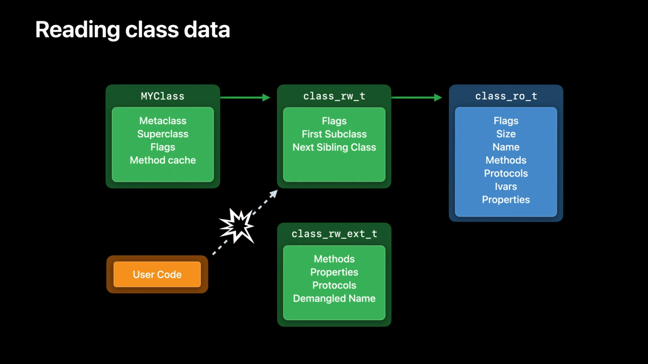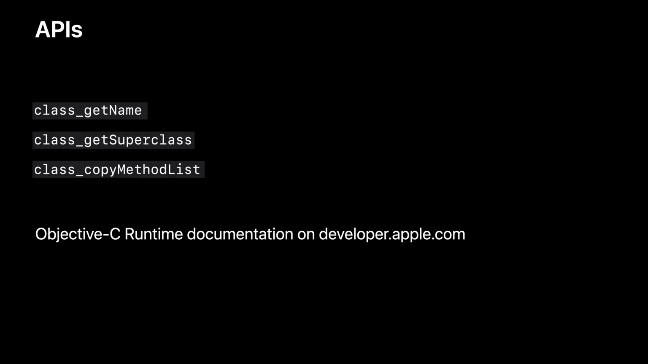We saw some real code that broke due to these changes, and in addition to your own code, watch out for external dependencies you might be bringing into your app that might be digging into these data structures without you realizing. All of the information in these structures is available through official APIs. There are functions like class getName and class getSuperclass. When you use these APIs to access this information, you know they'll keep working no matter what we change behind the scenes. All of these APIs can be found in the Objective-C runtime documentation on developer.apple.com.